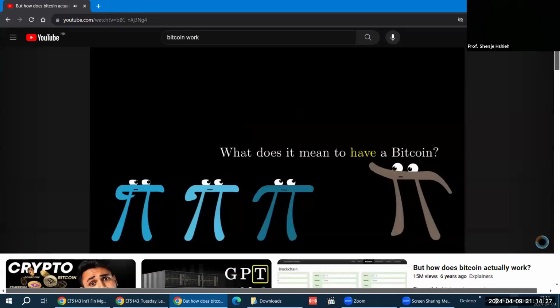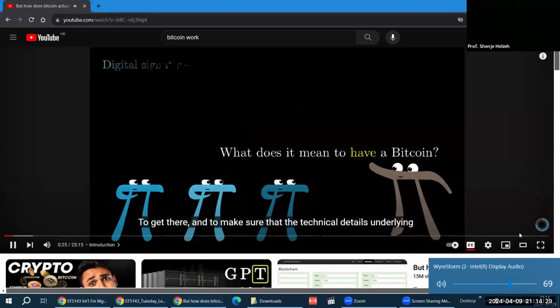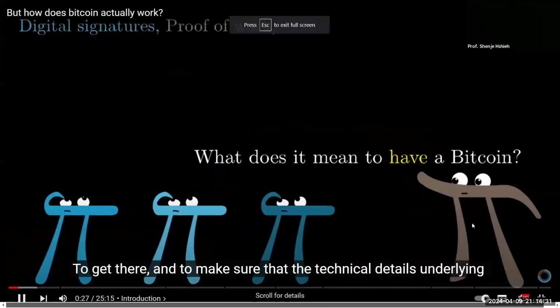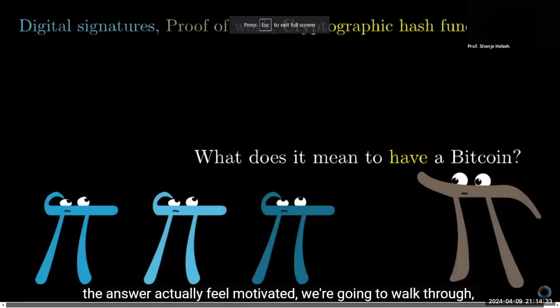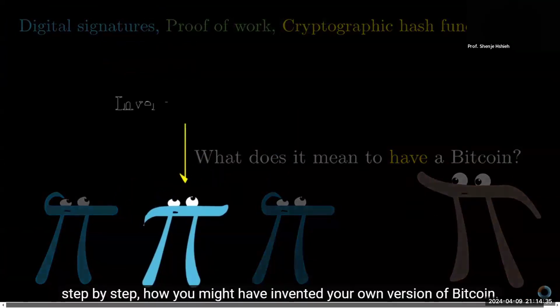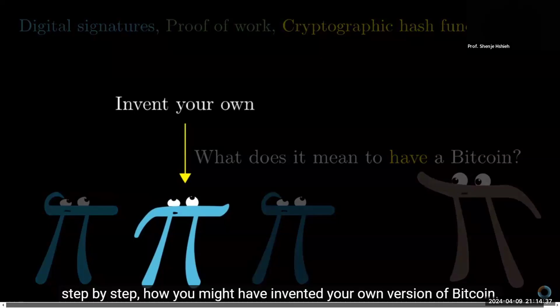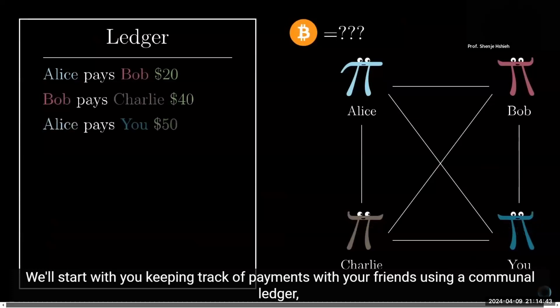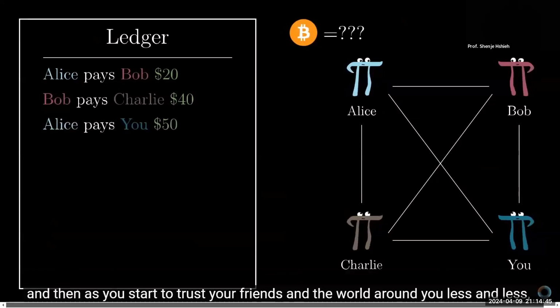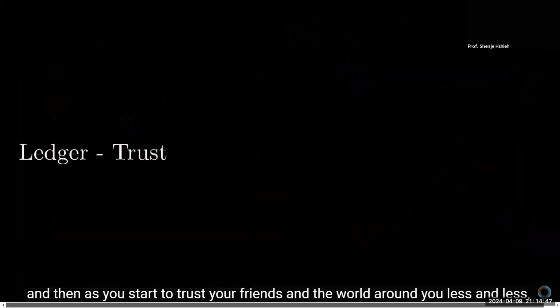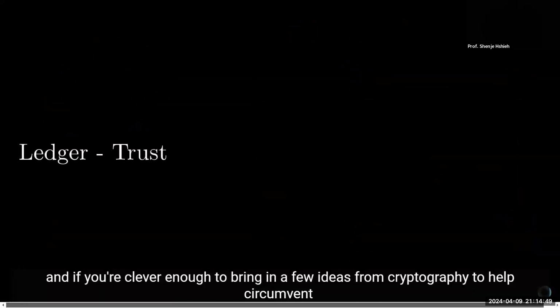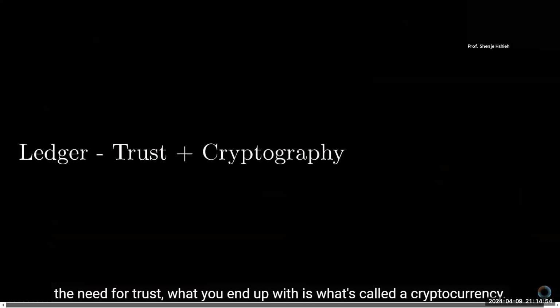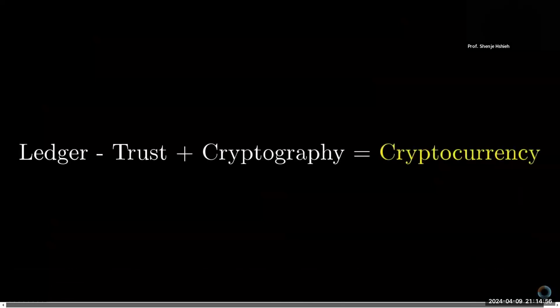To get there, and to make sure that the technical details underlying the answer actually feel motivated, what we're going to do is walk through step by step how you might have invented your own version of Bitcoin. We'll start with you keeping track of payments with your friends using a communal ledger. And then as you start to trust your friends and the world around you less and less, and if you're clever, to bring in a few ideas from cryptography to help circumvent the need for trust, what you end up with is what's called a cryptocurrency.